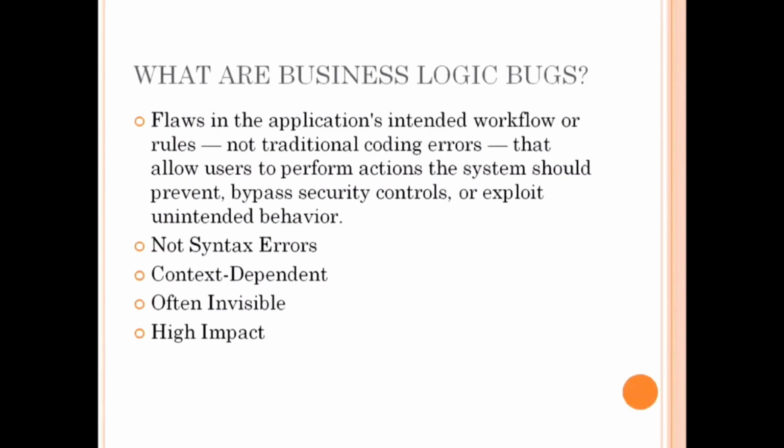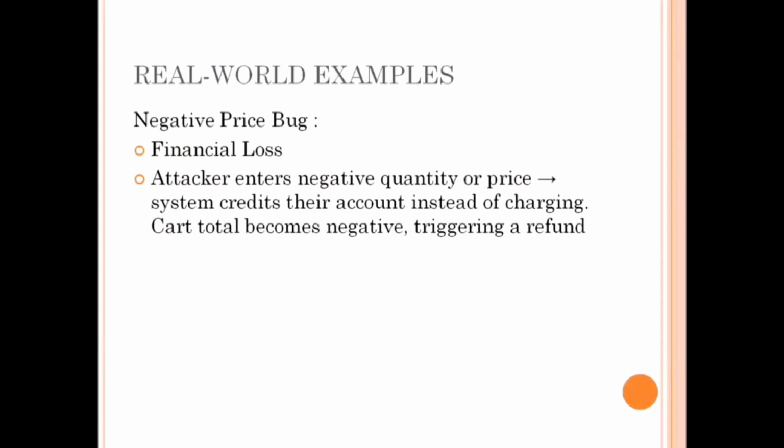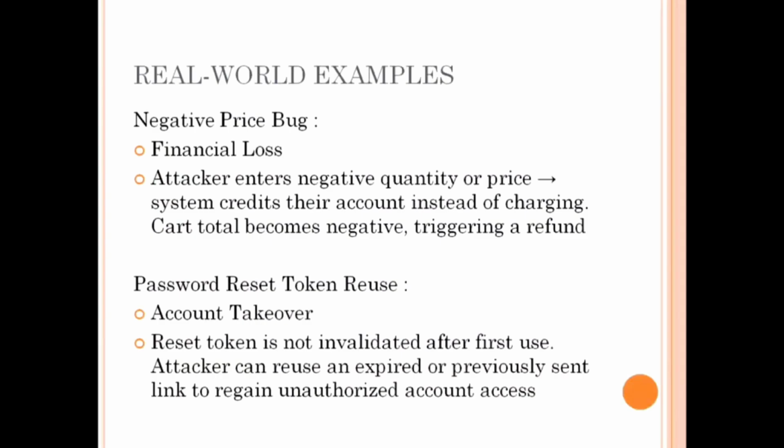Now let us go through real-world examples. Here the negative price bug means financial loss. The attacker enters a negative quantity or price. In that case, the system credits their account instead of charging the card, the total becomes negative, triggering a refund and all. Another case is the password reset token, where an account can be taken over. The reset token is not invalidated after the first use. The attacker can reuse an expired or previously sent link to regain unauthorized account access.